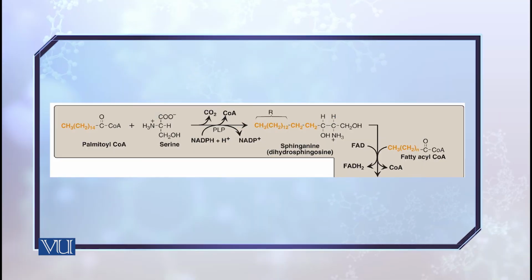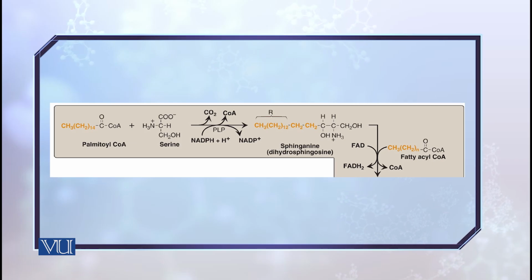For instance, first of all, palmitoyl CoA combines with serine, which gives rise to the formation of a relatively complex compound known as sphingosine. Sphingosine contains the R moiety, the fatty acid moiety, and it also contains the moiety given by the serine. Then, as I have already told you, it requires NADPH.